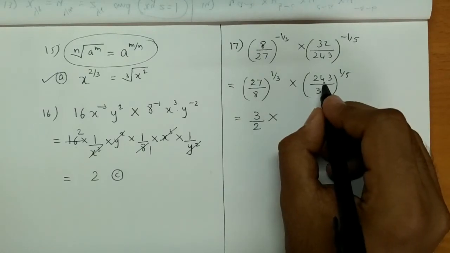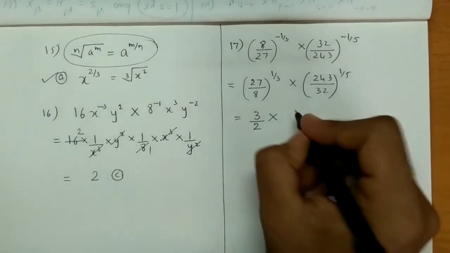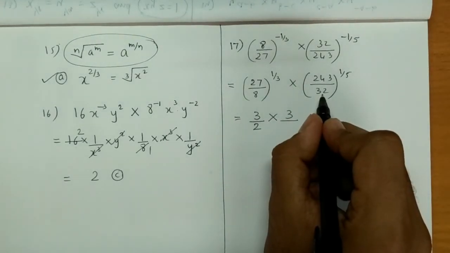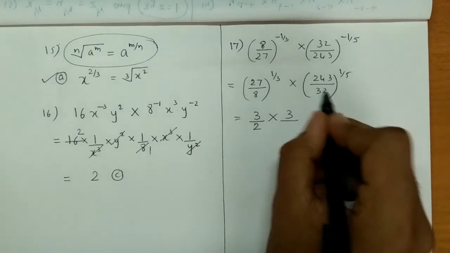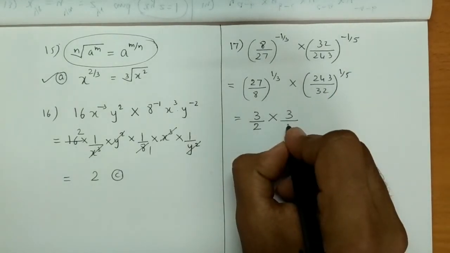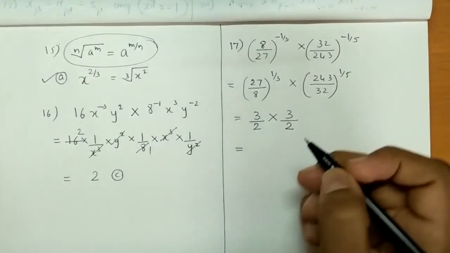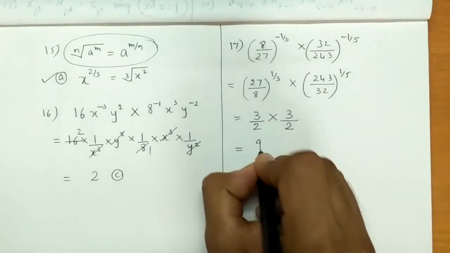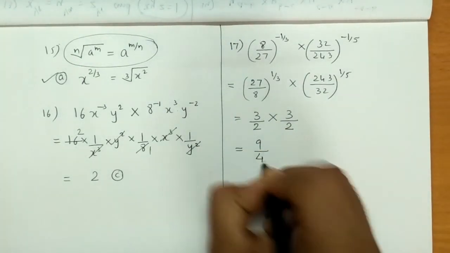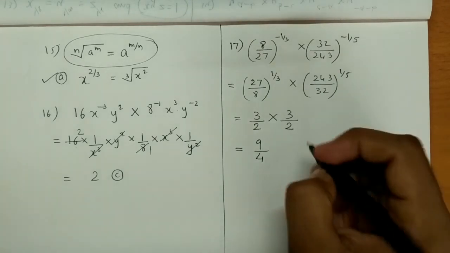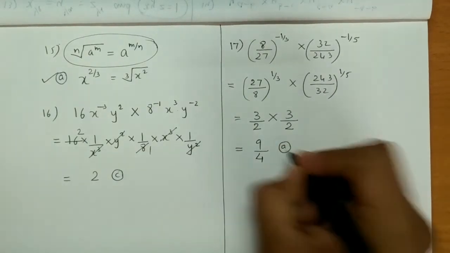अब 243 होता है 3 रेज टू 5. मतलब अगर इसका हम फिफ्थ रूट लें सो आंसर आएगा 3. एंड 32 इज 2 रेज टू 5, करेक्ट. सो दिस इज, अगर 32 का हम फिफ्थ रूट लेते हैं सो आंसर आएगा 2. So the final answer will be 3 3s is 9 and 2 2s becomes 4. So the answer is 9 upon 4 and the option is A.